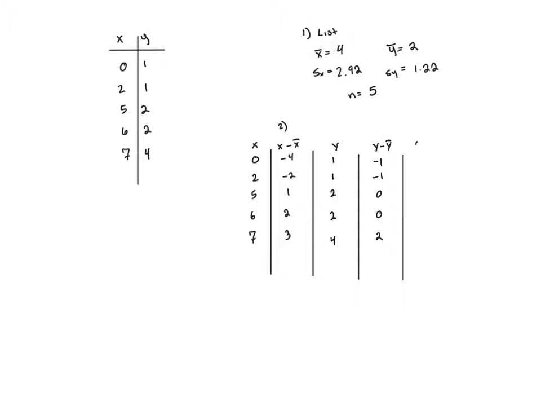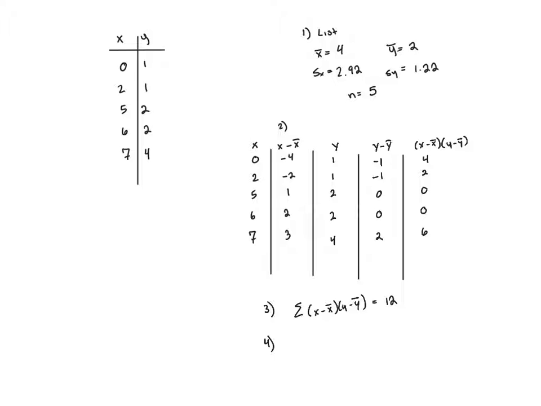Final column is to multiply my deviations. So I'll take x minus x bar times y minus y bar. When I do that, I'll get 4, 2, 0, 0, and I believe the last one will give me 6. Having done this, the next step, step 3, is to add all of those together. I can use sigma to represent the addition, and adding them together, it looks like I get 12.